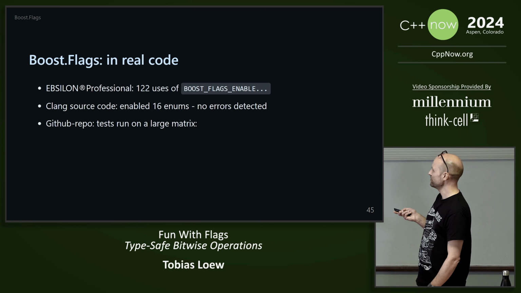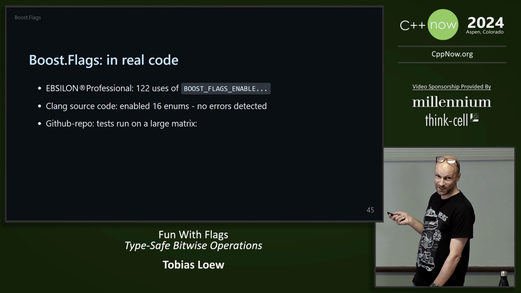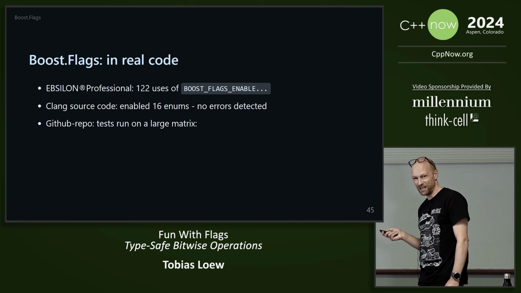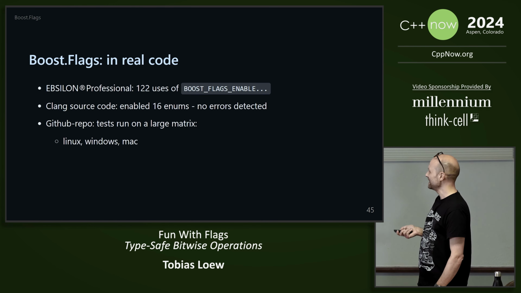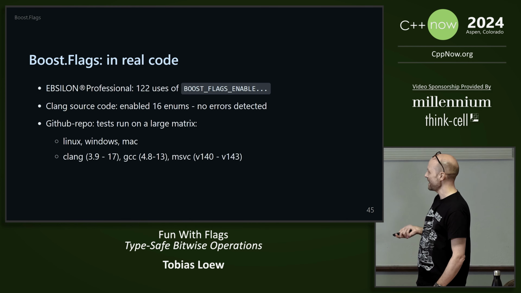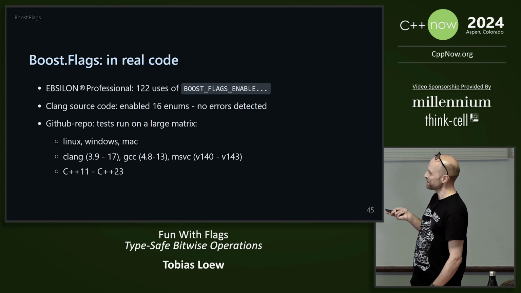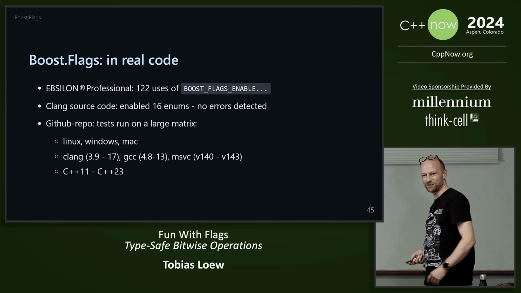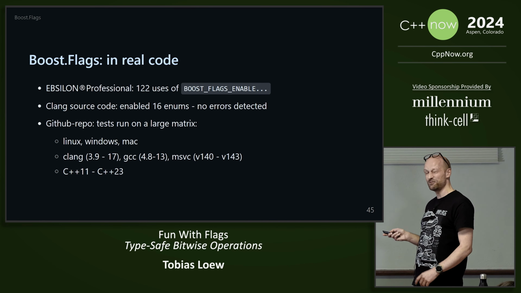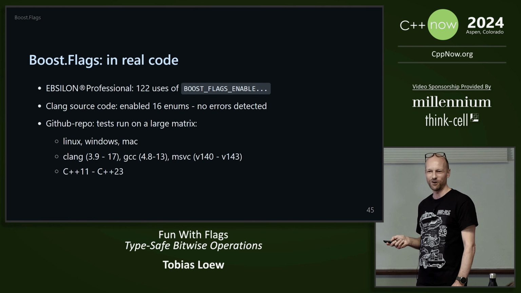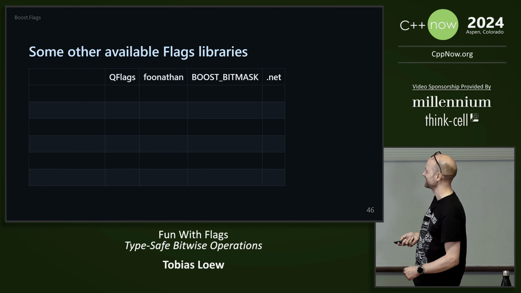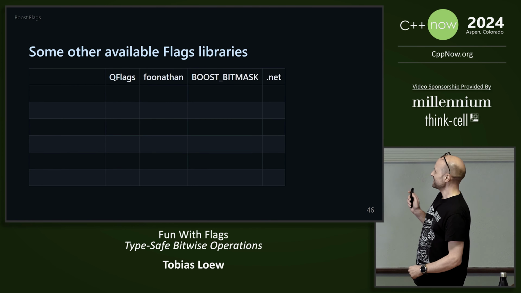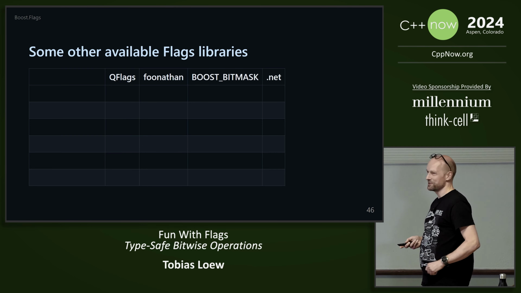The GitHub repo has a large test matrix. I stole that from Peter Dimov's MP11. It runs on Linux, Windows, Mac. It runs on Clang from 3.9 to 17, GCC, MSVC, and it's running from the Cartesian product where it works for that. It even runs on some GPUs, also from Peter Dimov. Thanks a lot.